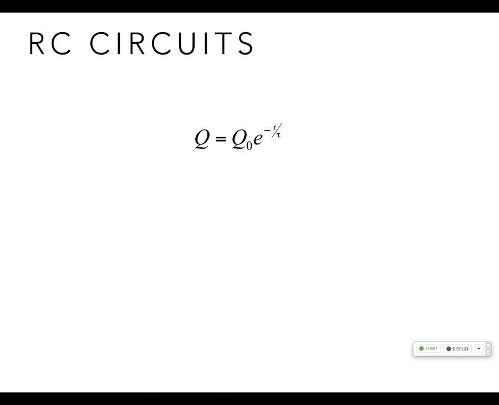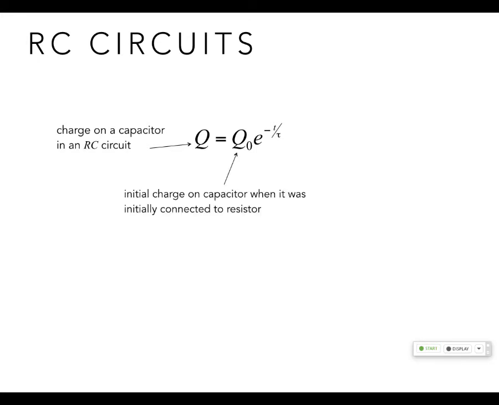It looks like this. The charge on a capacitor in an RC circuit, which changes with time, is equal to the initial charge on the capacitor when it's connected to the resistor, times e to the negative t over tau, where t is the time since connected to the resistor. This tau is equal to RC. That's something called the time constant. It turns out resistance times capacitance gives you seconds.